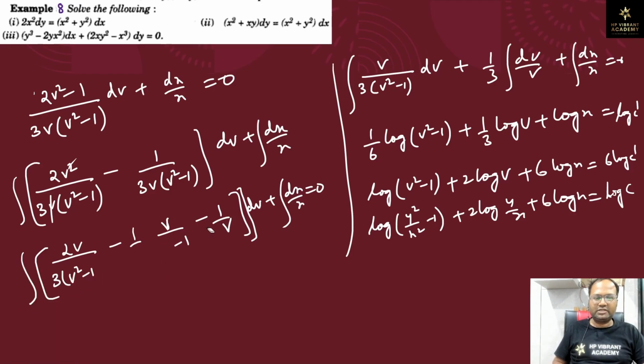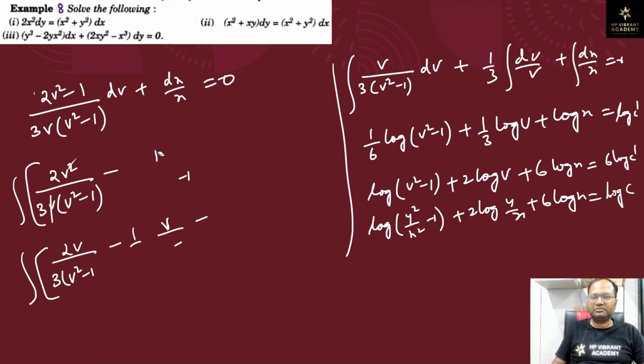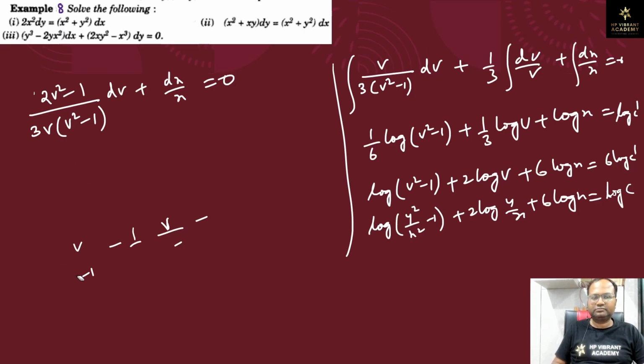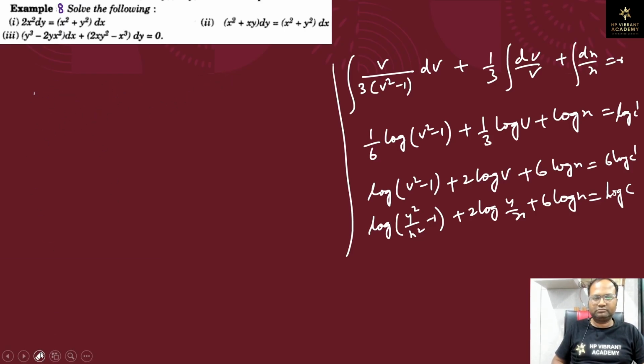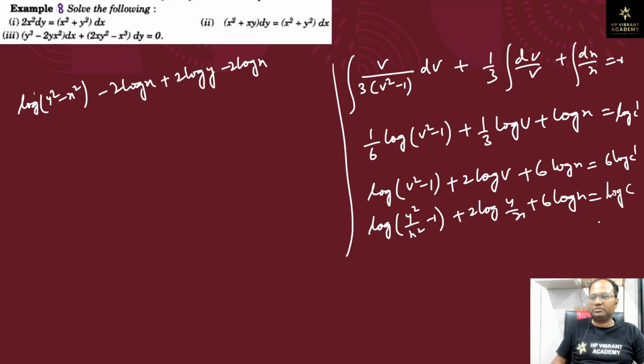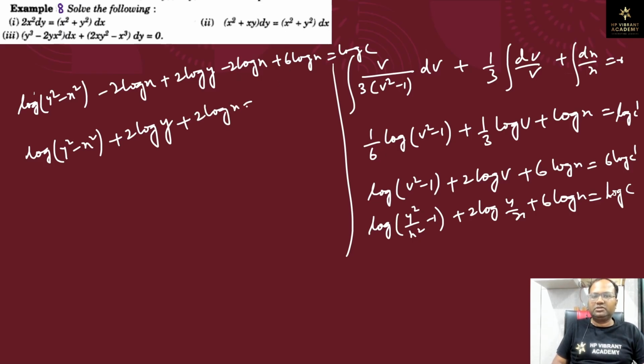Okay, now look what comes from here, let us further simplify this. Okay, so log of (y square minus x square) minus log x square minus 2 log x, okay, plus 2 log y minus 2 log x plus 6 log x is equal to log of c. So from here we get log of (y square minus x square) plus 2 log y, and look, minus 2 log x and minus 2 log x is minus 4 log x, so here with 6 log x, it becomes 2 log x, is equal to log of c.